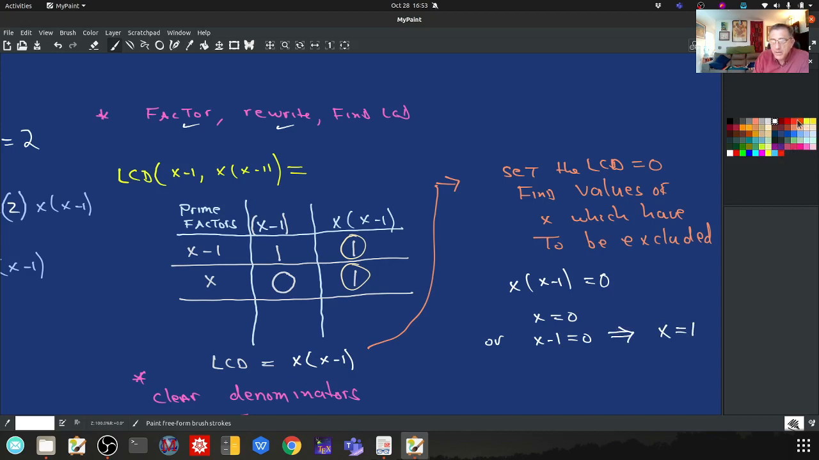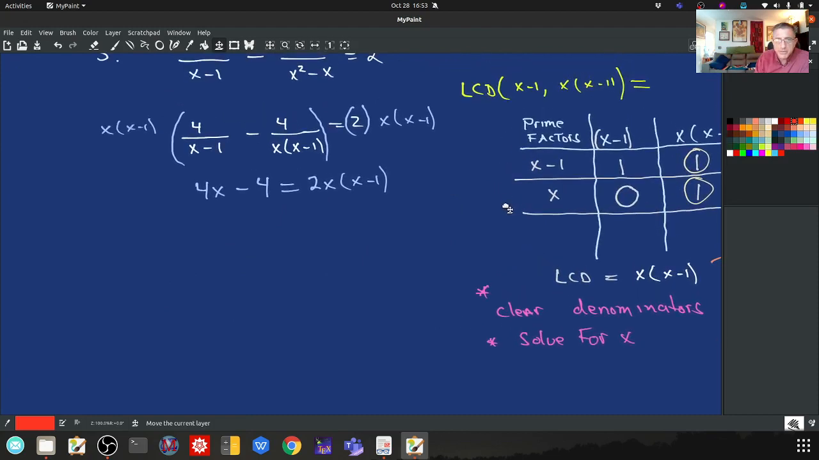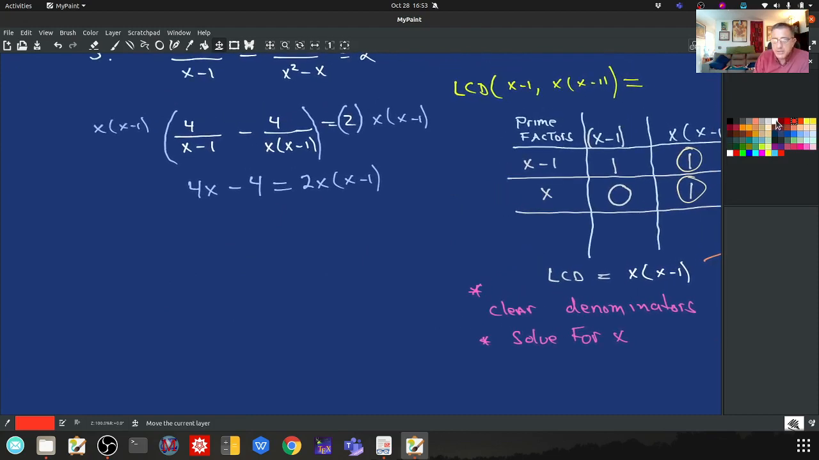So the values x equal to 0 or x equal to 1 may have to be excluded. We don't know until we get our final answer. But if the final solution set contains either 0 or 1, we have to exclude it. So you could do that at the very end, but I'm pretty sure on the exam I ask you to do it before we get to the very end.